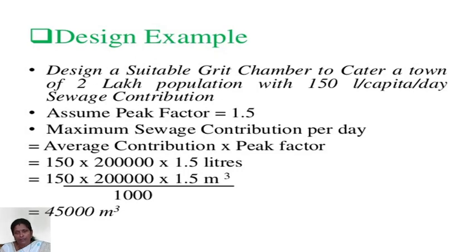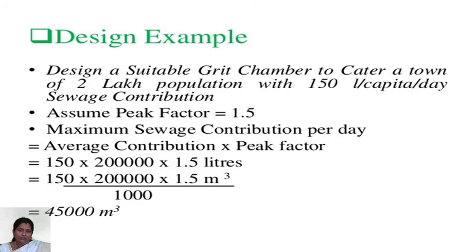And go on to one example problem. Design a suitable grit chamber to cater to a town of population 2 lakhs with 150 liters per capita per day sewage contribution. Then go for the solution. Assuming peak factor, if it is given, take the given value, otherwise you can assume peak factor equal to 1.5. Maximum sewage contribution per day is equal to average contribution into peak factor. Average contribution is nothing but liters per capita per day multiplied by the population, that is 150 into 2 lakhs. Then multiplying with the peak factor, you get the maximum sewage contribution per day.